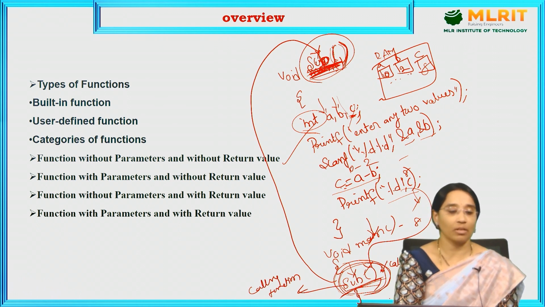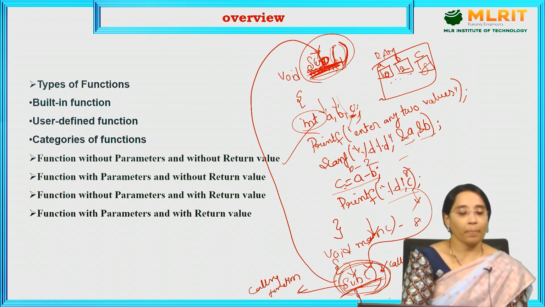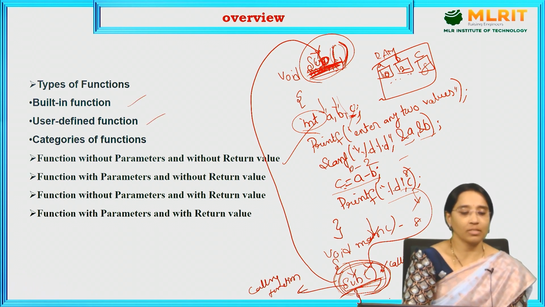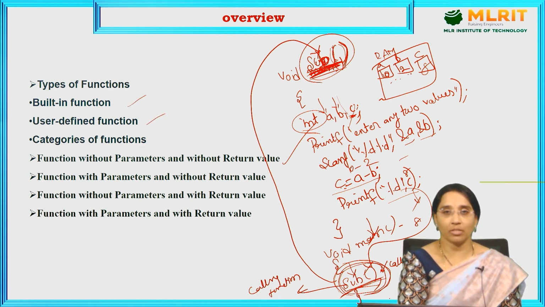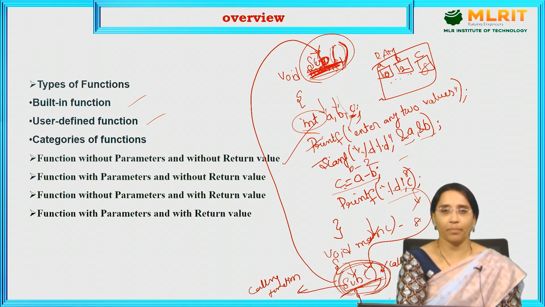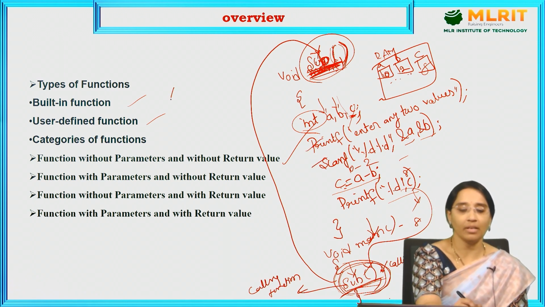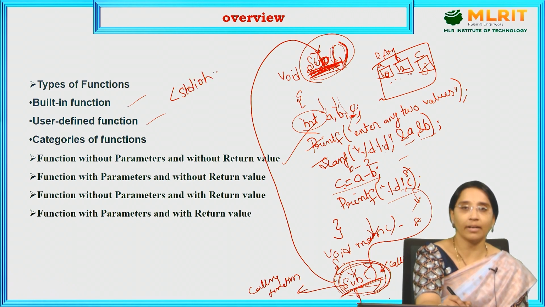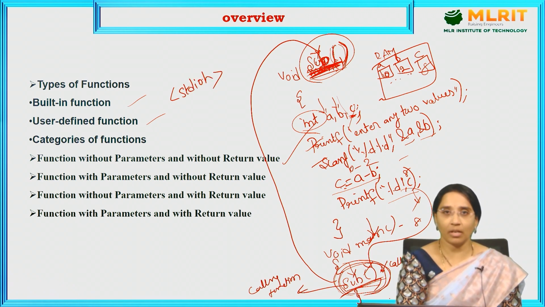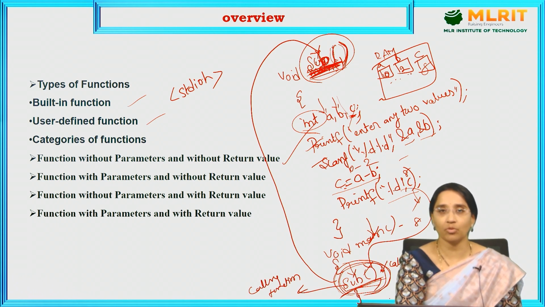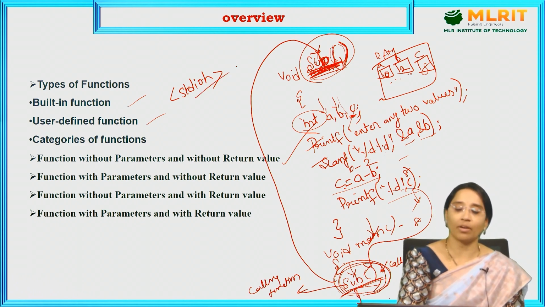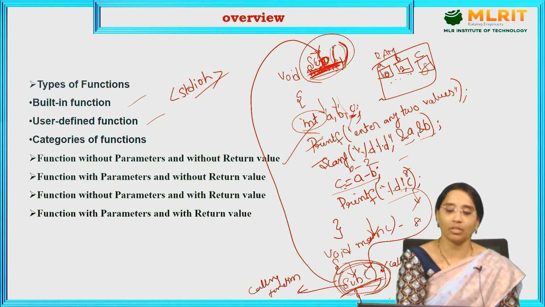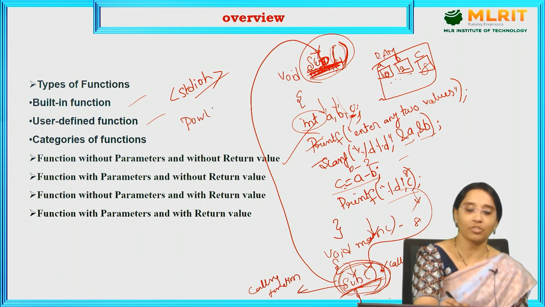So types of functions here: built-in functions and user-defined functions. Built-in functions are predefined functions already defined in the standard library. Suppose we are using printf and scanf, which are all predefined functions that exist in the library stdio.h, the standard header file, for input and output. Scanf is an input function, printf is an output function. I can use those two functions in my program by using this header file. If I include that header file, those two functions you can use in your program. So they are built-in functions. Suppose I am using pow, the power function, and square root.